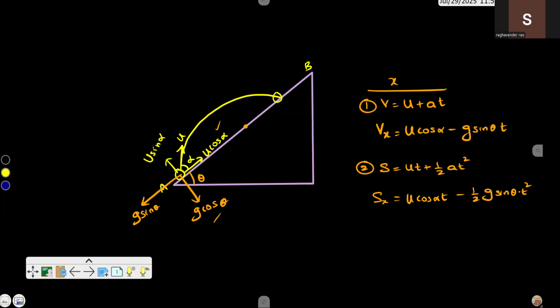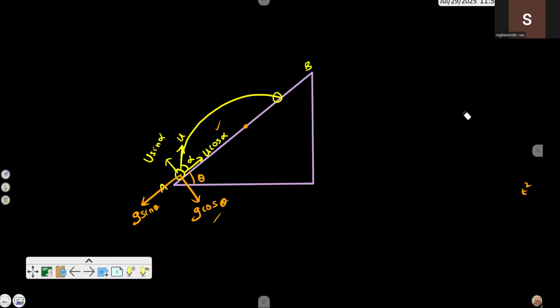Next, we'll see the y-axis now. Let us write the equations for the y-axis. Whenever we write equations for the y-axis, the first equation is velocity in y-axis equals initial velocity in y-axis plus acceleration in y-axis into t.